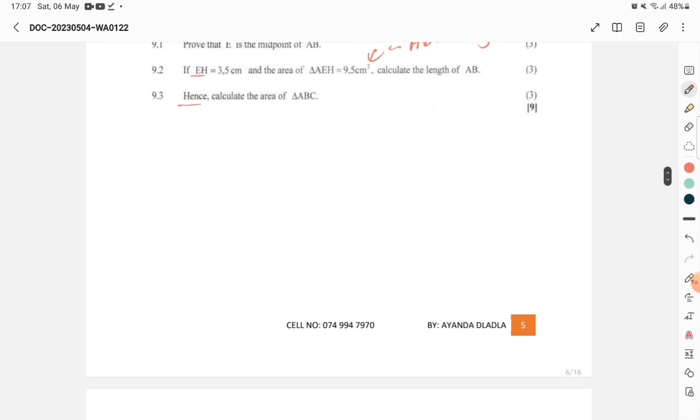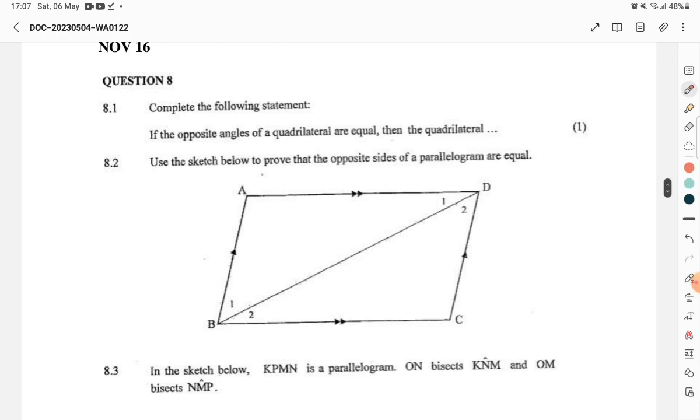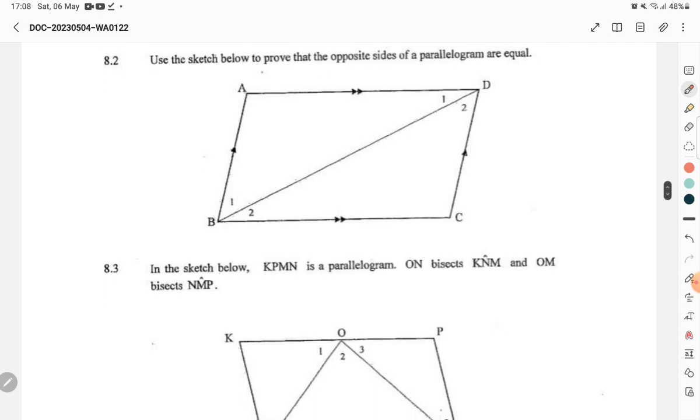Let's just get into another one. Question number 8, November 2016. Complete the following statement: if the opposite sides of a quadrilateral are equal, then the quadrilateral is a parallelogram. You need to just sing these theorems because they are really communicating with you. Now, use the sketch below to prove that the opposite sides of a parallelogram are equal.